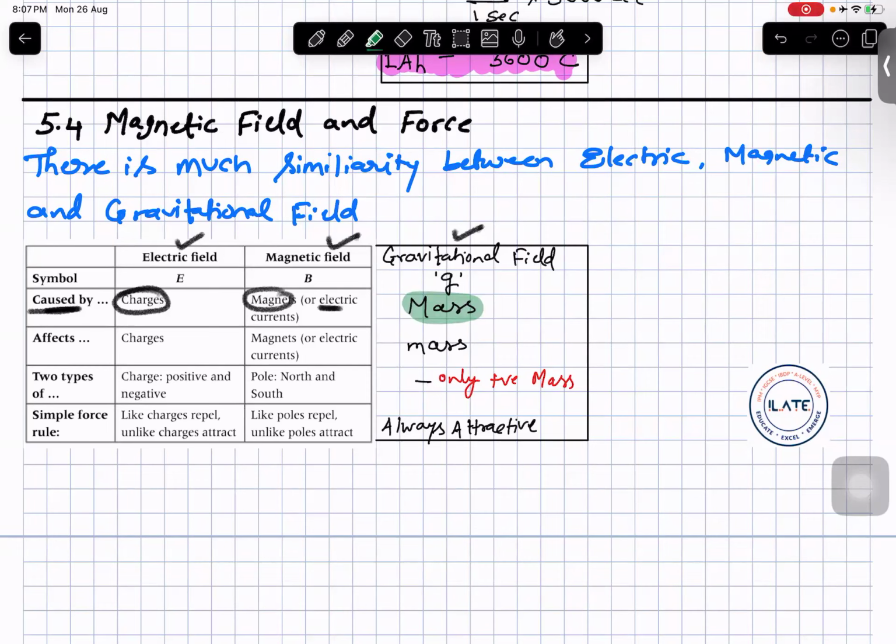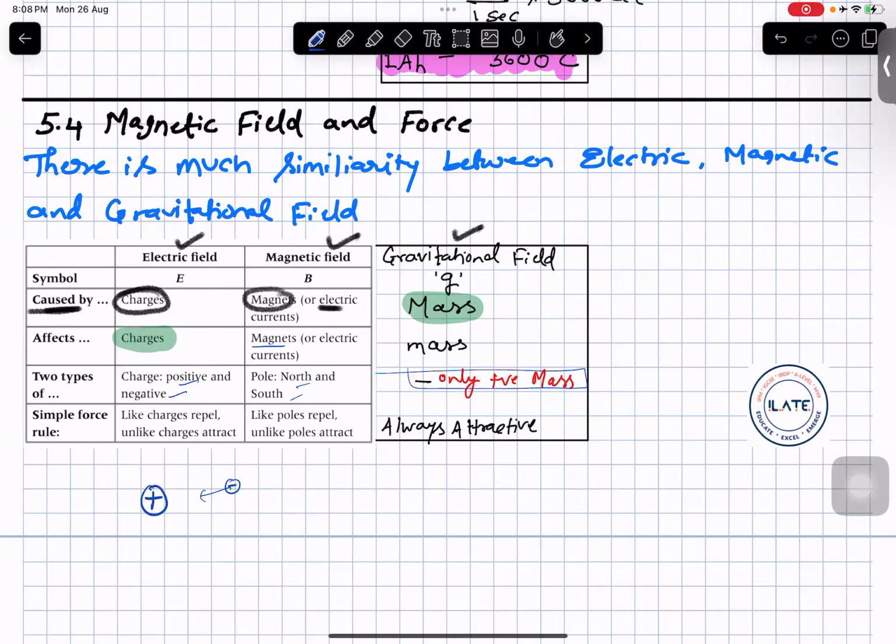Electric field affects charges. What does that mean? Whenever there is an electric field, it affects the charge. For example, a positive charge affects another charged particle, so that attracts. Magnetic field affects magnets or electric current as well. Then there are simple positive and negative charges, and north and south poles, but we have only positive mass. That's the difference.